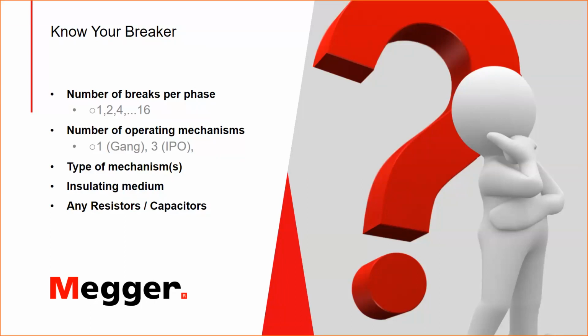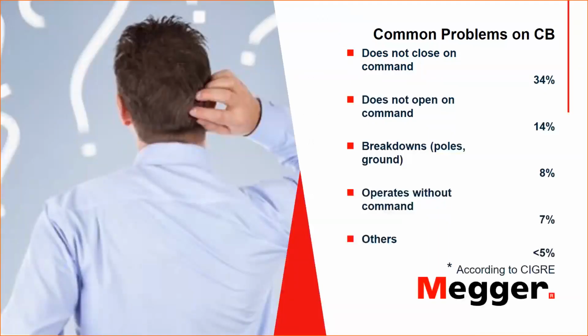So now, starting with the testing part, first you need to know the common types of problems that you might face in circuit breakers. According to a study done by CIGRE, I believe in 2013 or 14, they found in this survey that about 30%, or a third, of the problems that happen in circuit breakers are that they do not close on command, and about 15% that they do not open on command.